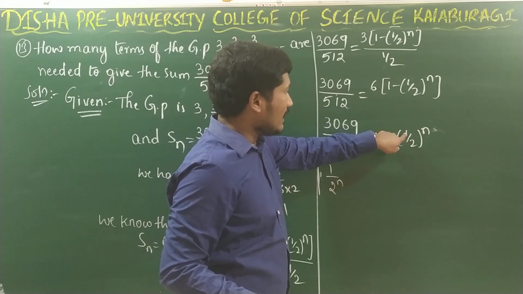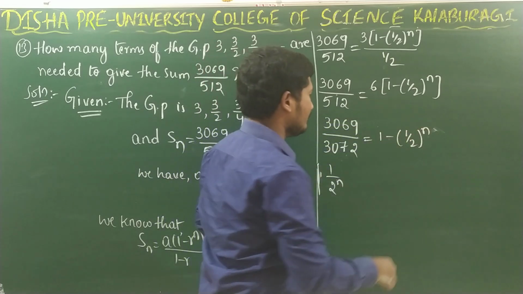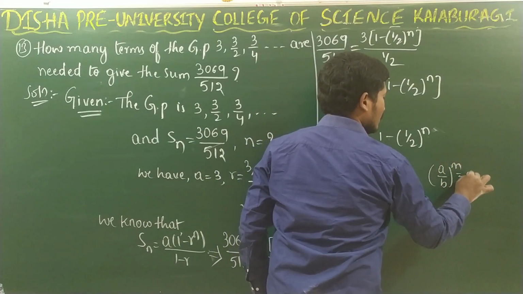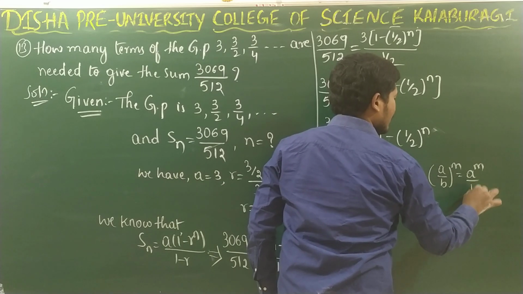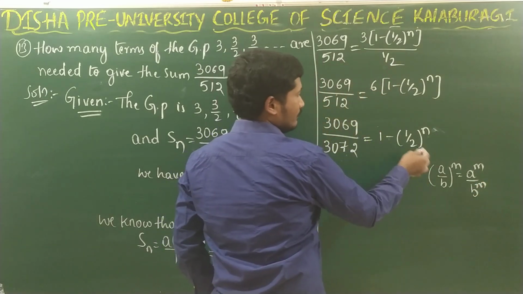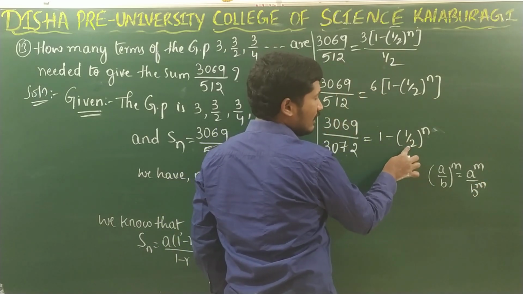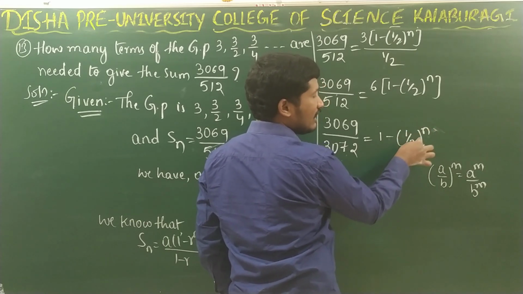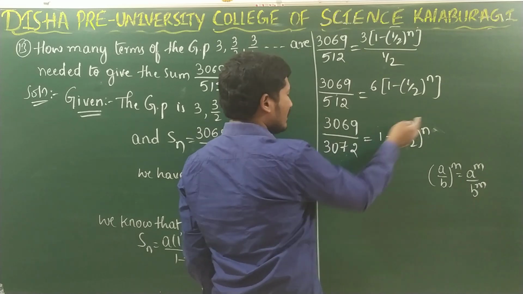This is of the form (A divided by B) whole power m, right? (A by B) whole power m is equal to A power m by B power m. So here A is 1 and B is 2 and m is n. So 1 power n divided by 2 power n I will get. 1 power n is again 1.